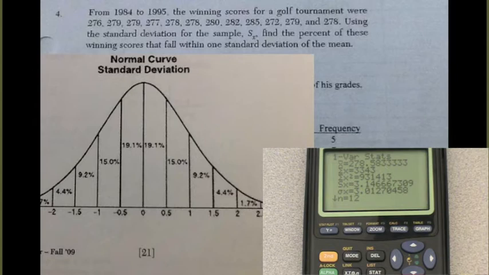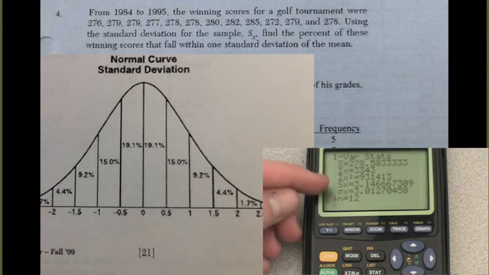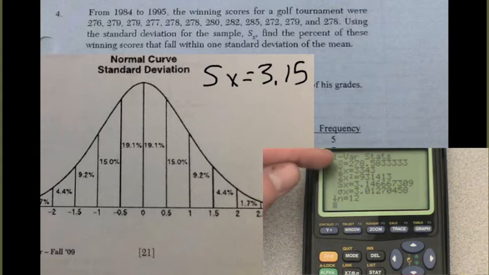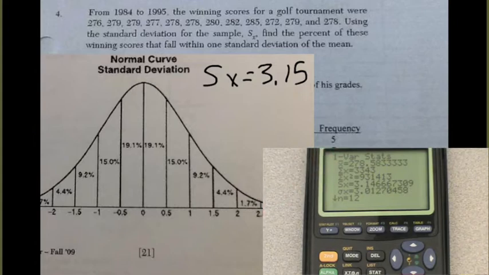So it brings up all of my statistics here. So we need to know what the sample standard deviation is. So you'll notice that the sample standard deviation, Sx, is about 3.15. So using that, we want to find what percent are within one standard deviation. Well, you'll also see that the mean right here is 278.6 about. So our mean, the middle number, is 278.6, and we want to go one above.